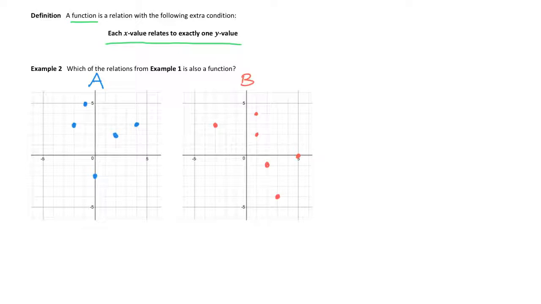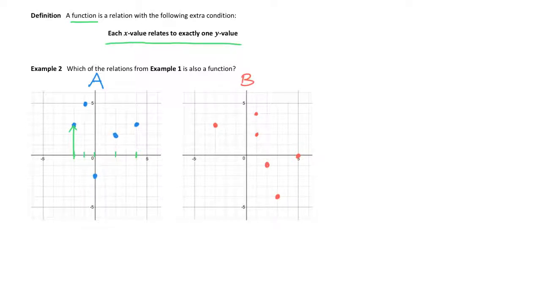I'm going to start with A. So we have these points here. What I'm going to do is mark on the x-axis their corresponding x values. For this very first point here, this has an x value of -2, and -2 relates to just this one spot. This is another way of saying it relates to exactly one y value. So far so good. The x value at -2 related to the y value of 3, and it never happened again. So far, like I said, good.